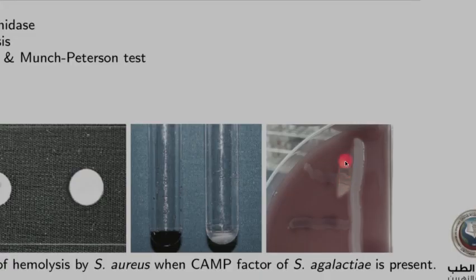Now, why do we see this arrowhead? Well, it is because of the CAMP factor that is released from the S agalactiae. What this factor does is interact with the hemolysin of the Staphylococci, leading to the enhancement of hemolysis in an arrowhead shape. So this one is S agalactiae, and this one is negative. So CAMP positive, CAMP negative.